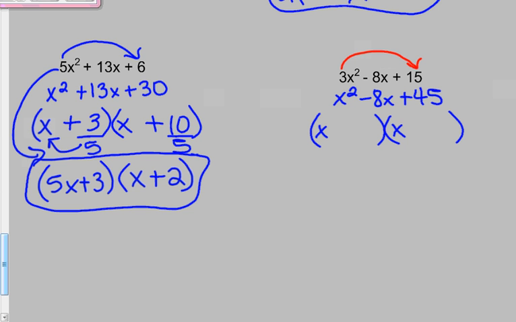We've got 3 and 15. Those don't subtract to get 8. We've got 9 and 5. Those don't subtract to get 8. So it looks like we're out of options. This is a prime polynomial again. So there you go, guys. That's how this works. Go back, study these processes, and I'll see you in class.